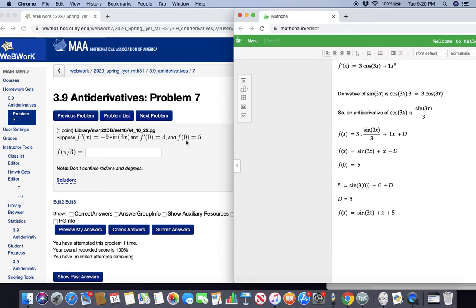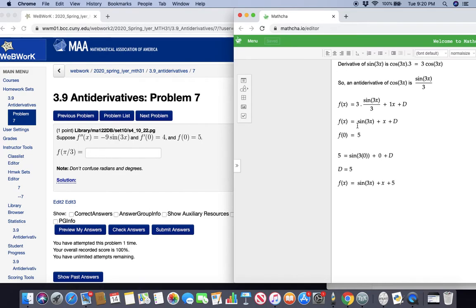Now I have an initial condition. f at 0 is 5. Plug in x equals 0. I should get the answer 5. 3 times 0 is 0. Sine of 0 is 0. x is 0. All of this gives me 0. d is 5. So my function f of x is sine 3x plus x plus 5.